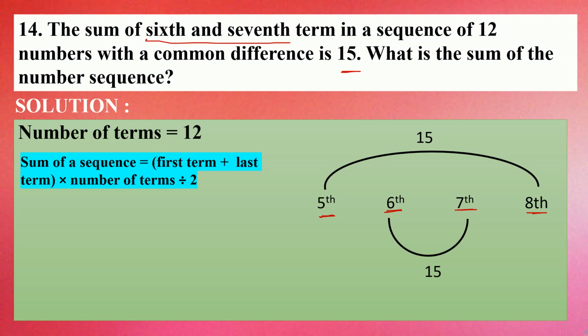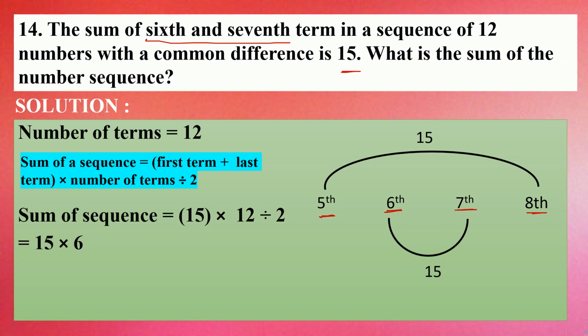So the sum of the sequence will be equal to first term plus last term into number of terms divided by 2. First term plus last term is going to be 15, because 5th and 8th term is 15, 6th and 7th term is 15. So 15 into 12 divided by 2. When we solve, we get 15 into 6, that is equal to 90. So the sum of the sequence is 90.